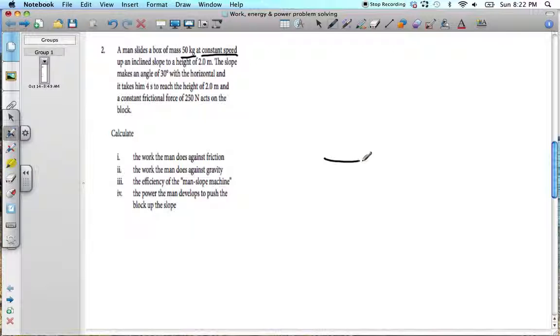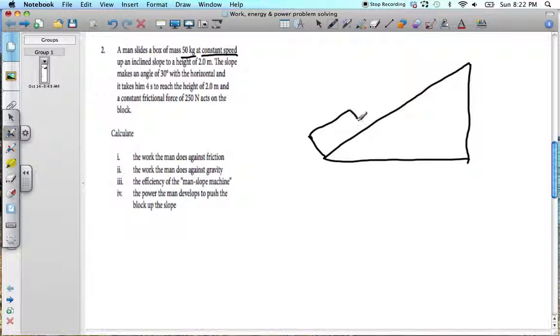It's important to understand the situation carefully here. So we have something like this. We have a box, and the man takes it up to a height of 2 meters above. Now the force is acting on this as the box is moving. Sorry, my diagrams are terrible, but you've got mg down like this. This angle is 30 degrees here. So if I draw this in here, we're going to have a triangle something like this.